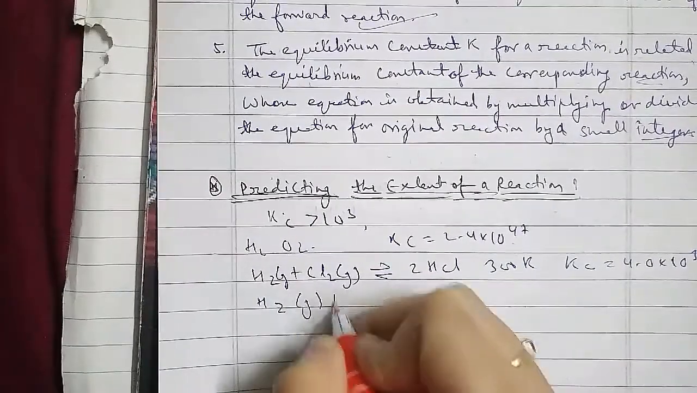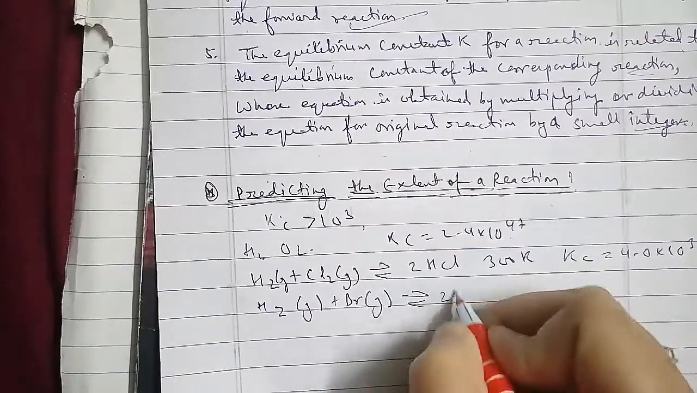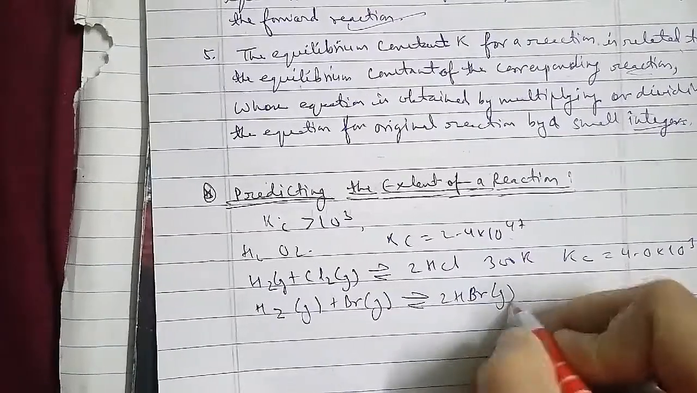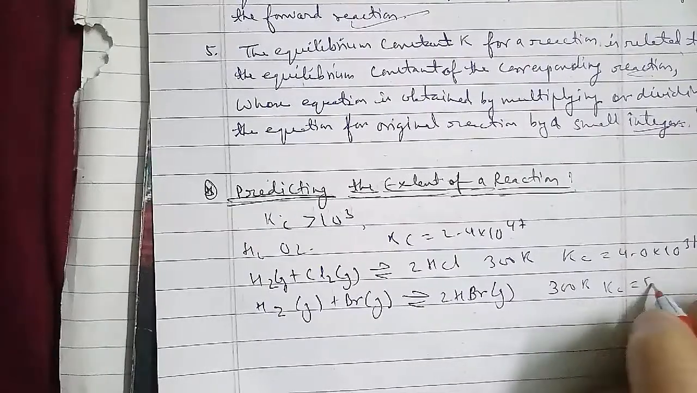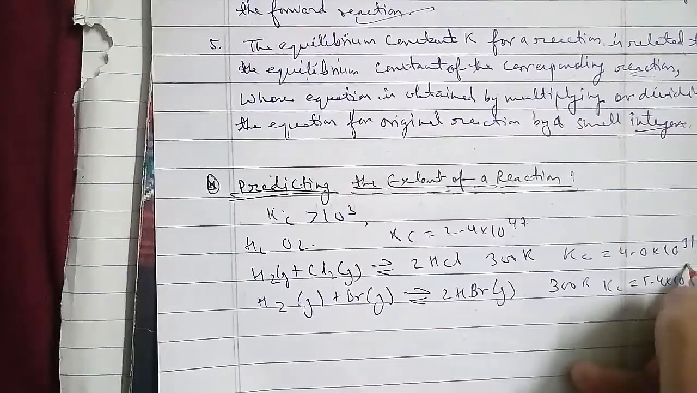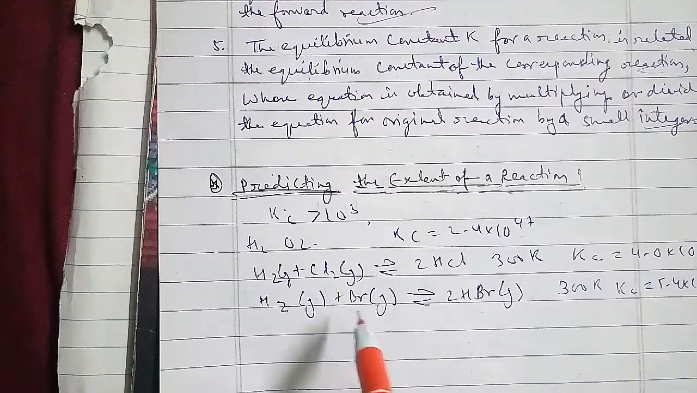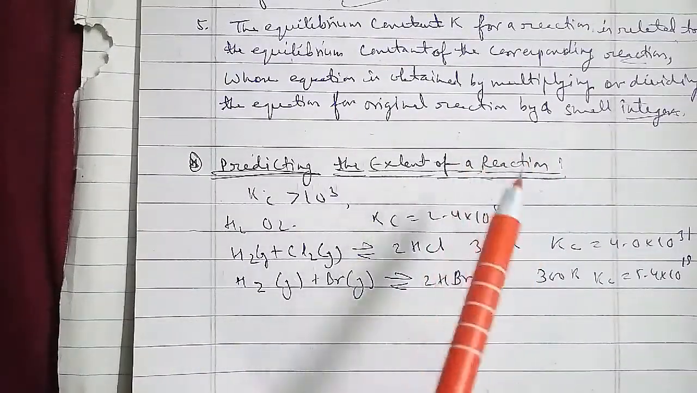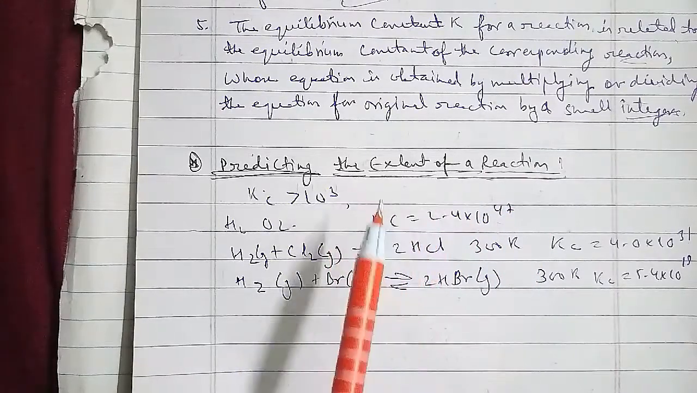Where Kc is less than 10 to the power minus 3, the reactant predominates over the product, that is, the Kc is very small and the reaction proceeds rarely. Consider an example: the decomposition of H2O into H2 and O2 at 500 Kelvin has a very small equilibrium constant, Kc equals 4.1 into 10 to the power minus 48.